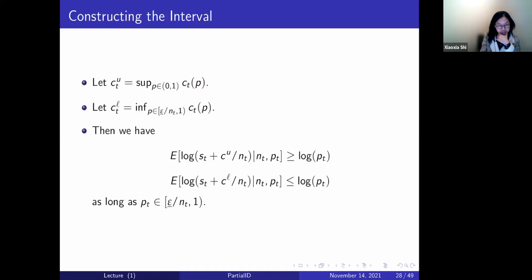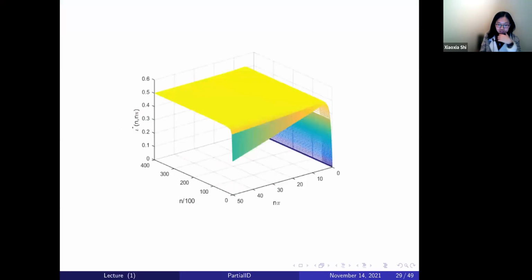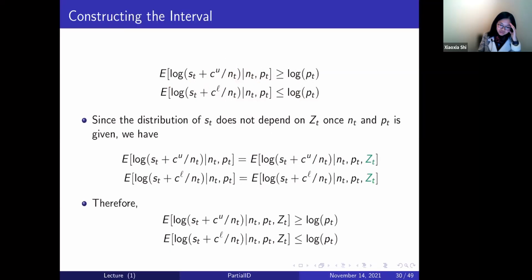And of course, you might wonder what this CU and CL, this upper bound and lower bound, might be. Is this CU very big? Is this CL very small or something like that? We numerically calculate what this CU and CL are in almost all the scenarios possible. And we find that CU is not very big. It basically only needs to be as big as 0.5. And CL does depend on the lower bound you allow for PT, but it's approximately that lower bound for PT.